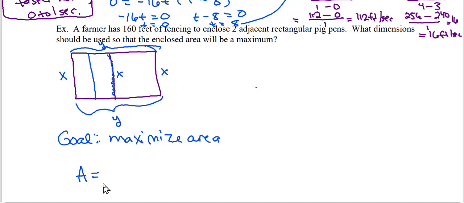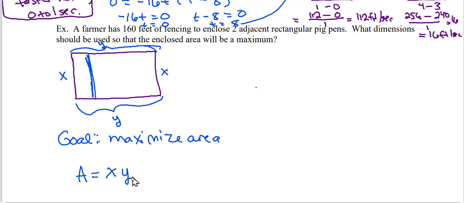In this case, this middle dimension here, get rid of this. This middle guy has no impact on the area at all. This area is just X times Y, the length times the width.